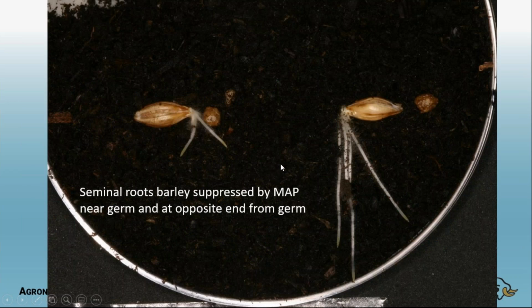And I think one last example, even if you take a look at this, is barley, and I just do this for demo, and I've seen it a gazillion times with weeds as well. And this is just MAP, and MAP's a great product in the right place. You take a look at this. Here you put MAP right at the germinating end versus the other end, and there's a big difference. It's just luck of the draw.